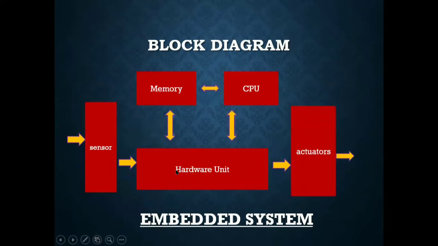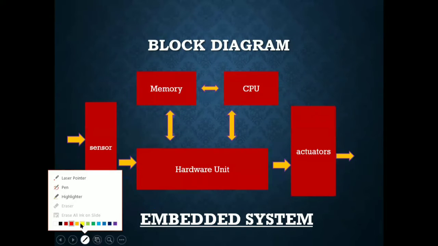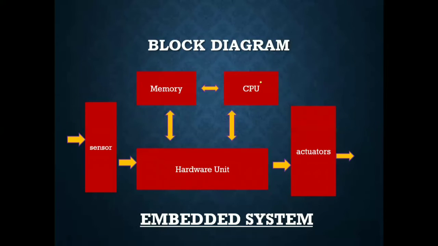Block diagram. The block diagram consists of a hardware unit, memory, which is used for storage of the data, CPU, central processing unit, actuators, and sensors. Sensor is used to take input. It is a transducer that converts energy from one form to another for any measurement or control purpose. For example, temperature sensor. Actuator is used for the output. It is a transducer that may be either mechanical or electrical, which converts a signal to the corresponding physical action.